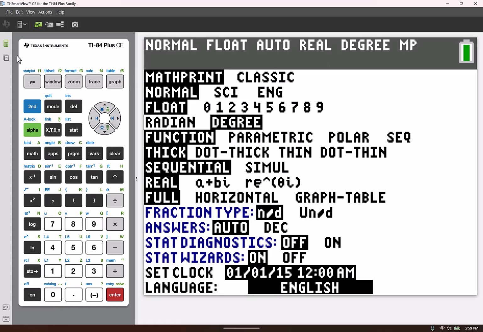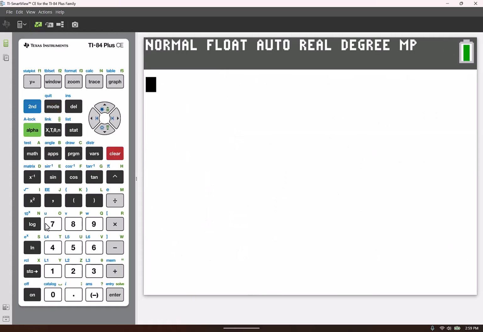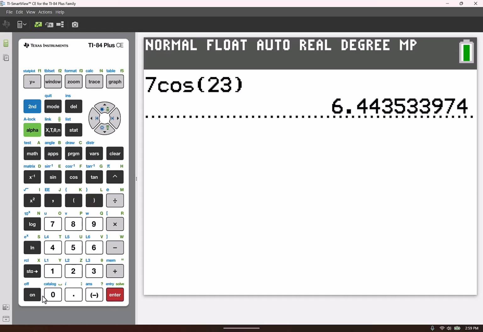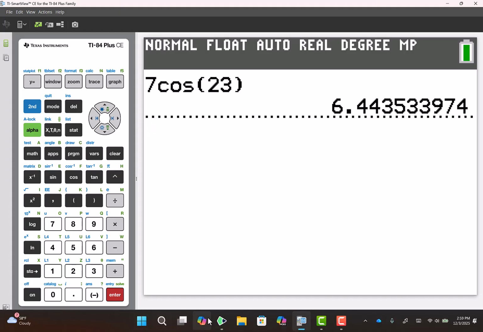All right, here we go. I am in degree mode. Clear. And I'm just going to go 7 cosine 23. Push enter. And I'm going to write that number: 6.4435.